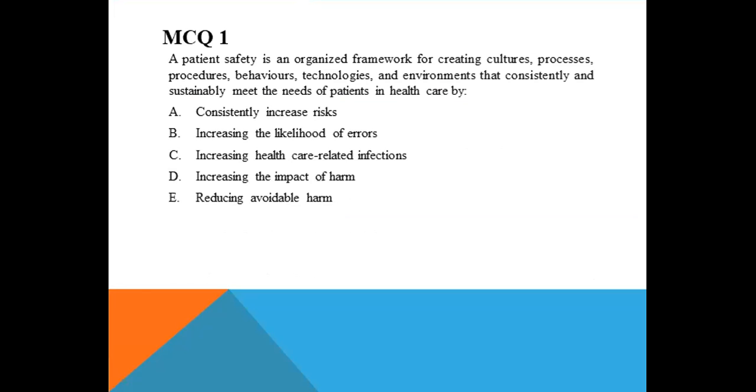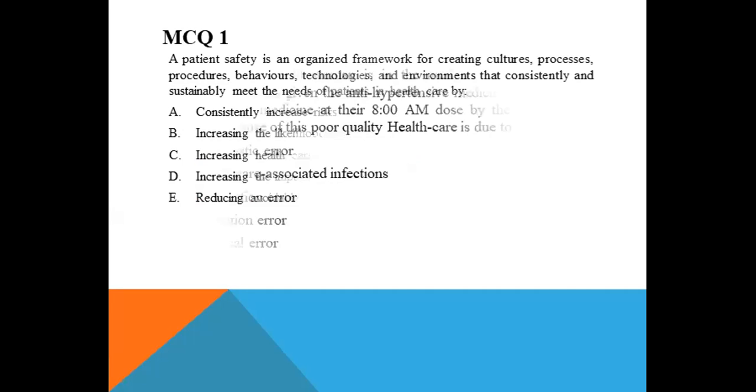MCQ 1. Patient safety is an organized framework for creating culture, processes, behavior, technologies, and environment that consistently and sustainably meet the need of patients in healthcare by: A, consistently increasing risk; B, increasing the likelihood of error; C, increasing healthcare-related infection; D, increasing the impact of harm; E, reducing avoidable harm. E will be the correct option, as the primary objective of patient safety is to reduce avoidable harm. Therefore, E will be the correct option.